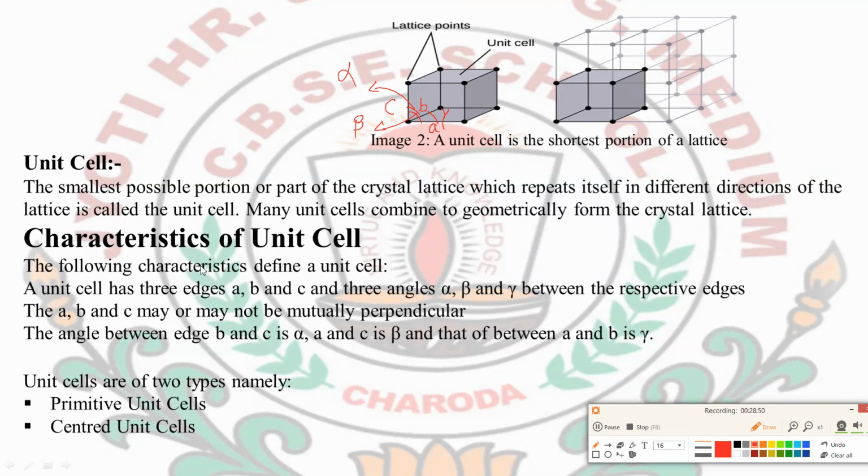Next, unit cells can be of two types. One is the primitive unit cell and the other is the centered unit cell. We will discuss these two types of unit cell in the next class. So for today, I am terminating this class here, having discussed the unit cells, and the types of unit cells we will discuss in the next class.